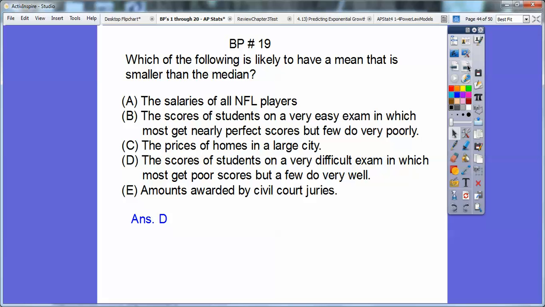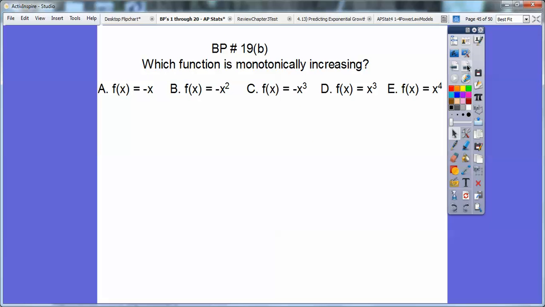Okay, and then I got a 19b, I think, yeah. Which of the functions is monotonically increasing? So one that just keeps going up, up, up to the right. That's all that means, you guys. Think of this. This is a linear relationship. It's y equals negative x. It goes down like this, so that one's decreasing. Okay, this y equals negative x squared is an upside down quadratic parabola. It's a parabola that goes like this.